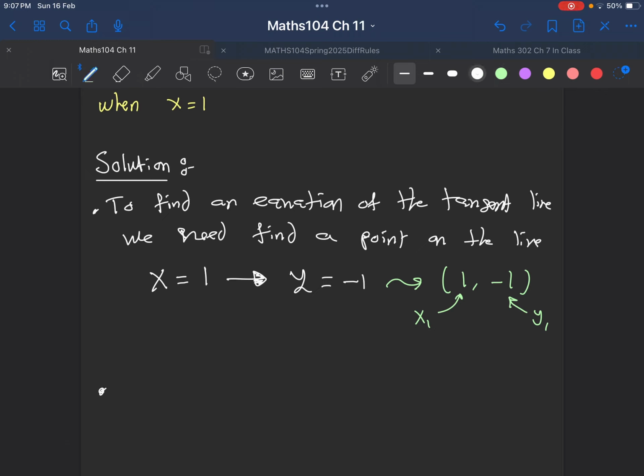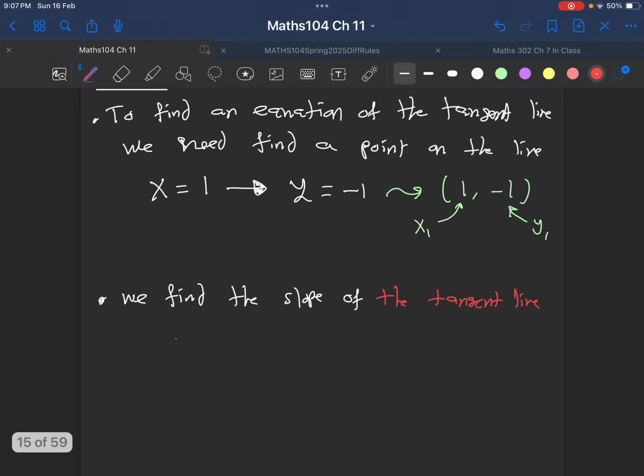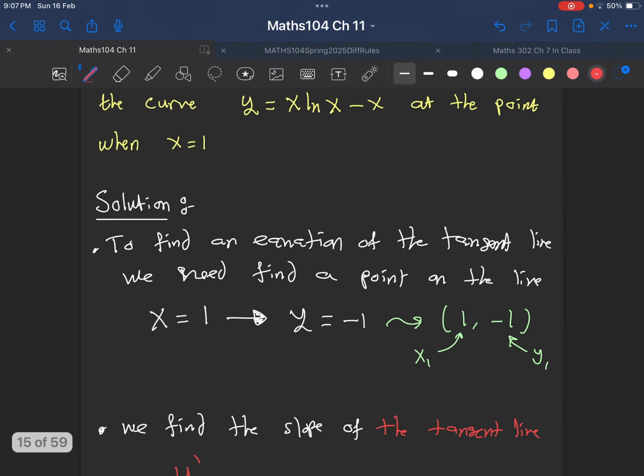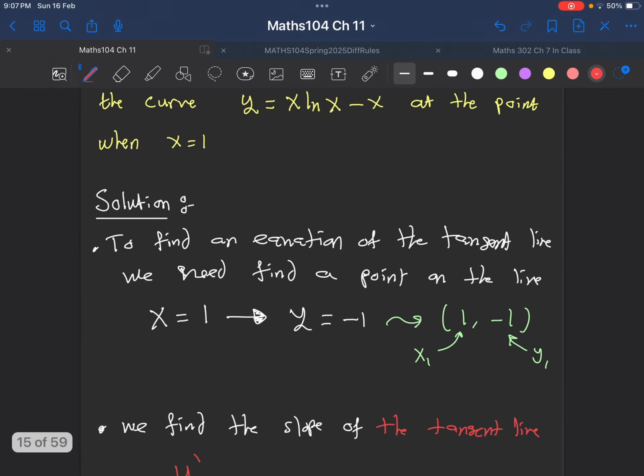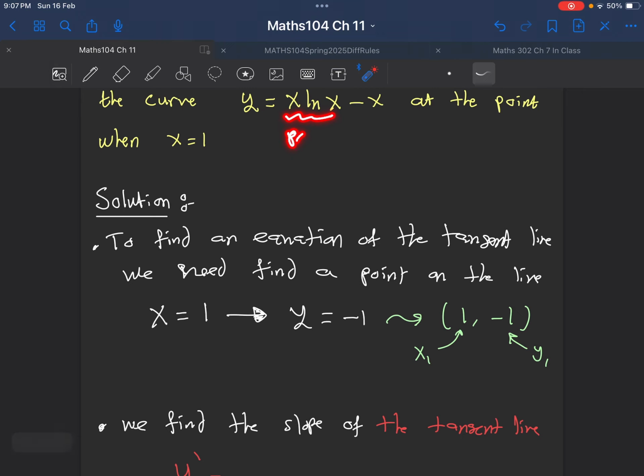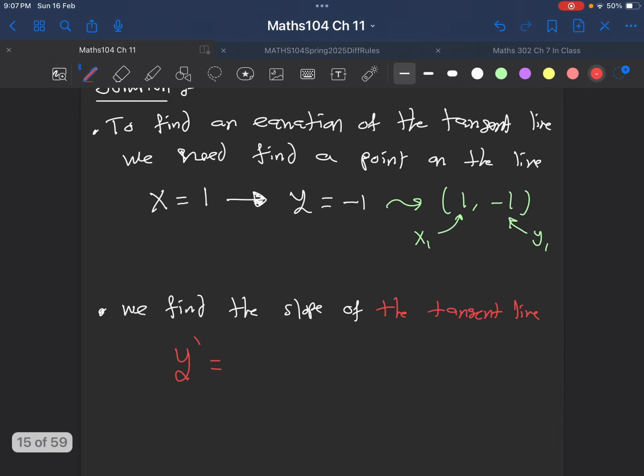The second part is we need to find the slope, not of any line, but of the tangent line. What is the slope of the tangent line? You need to find the derivative. Now, what's the derivative? Well, for the derivative, I need to use the product rule here. So the product rule says derivative of first times second plus first times derivative of second.